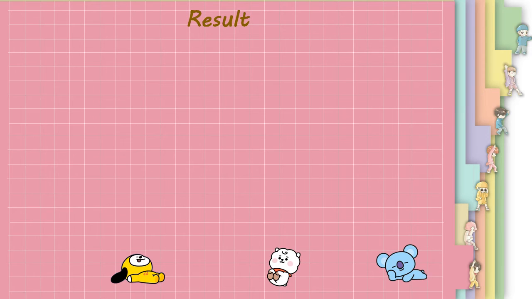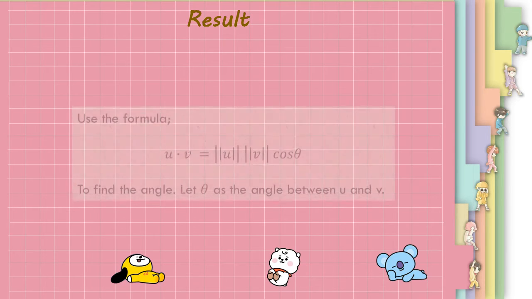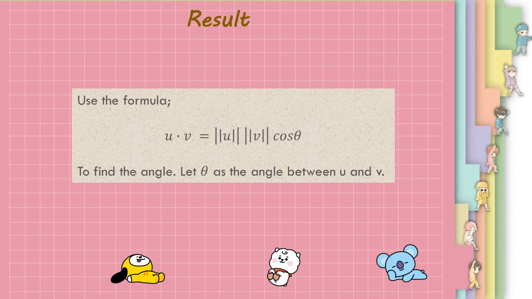Now we will calculate the angles that we want, which are A, B, and C. We will calculate the angles using the definition of the dot product, where vector u dot vector v equals the magnitude of vector u times the magnitude of vector v times cos theta.